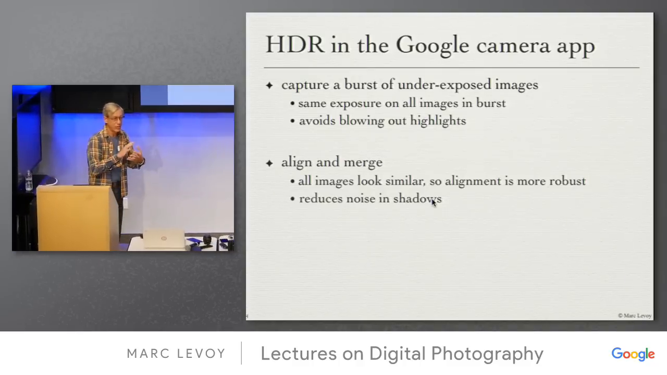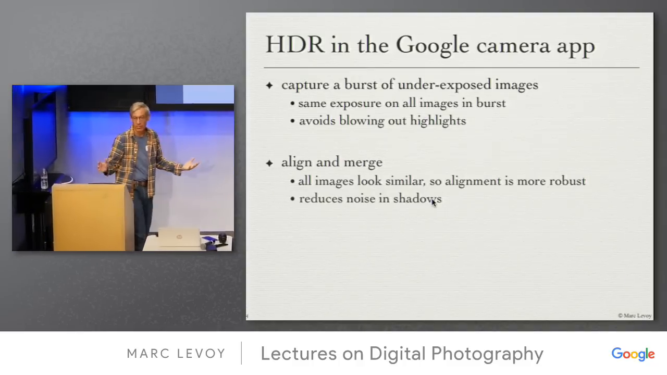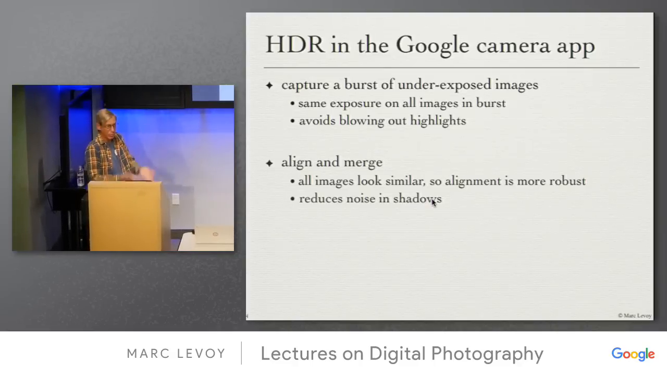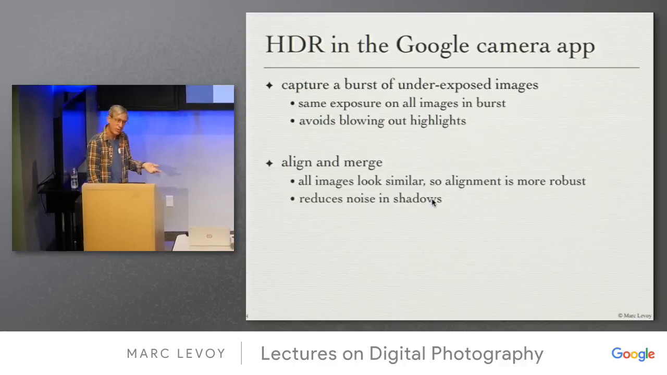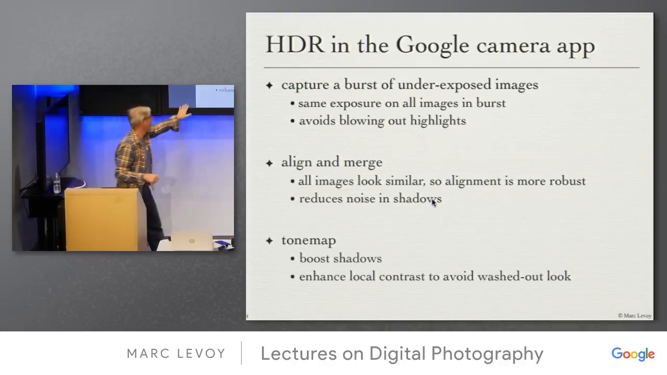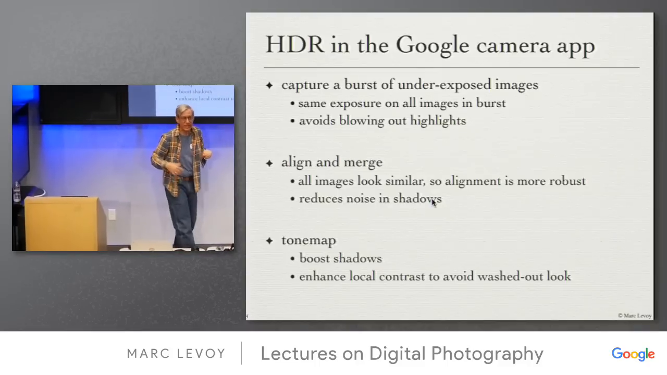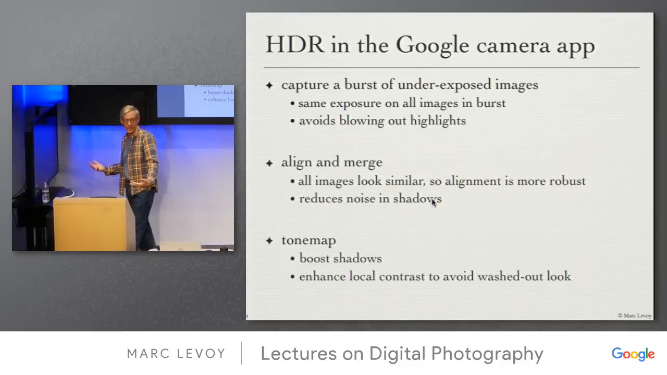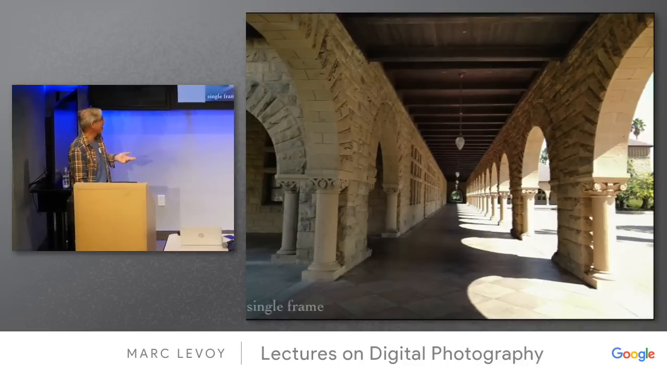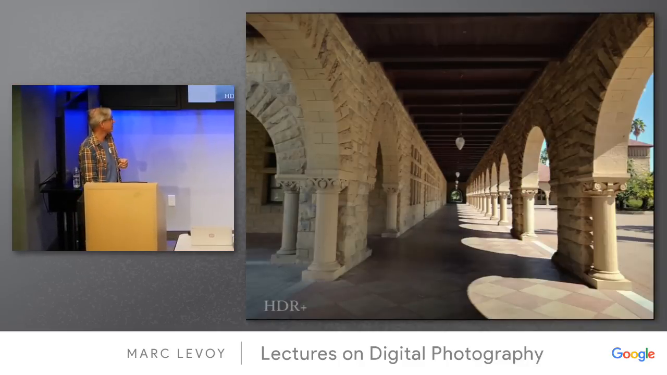You combine them together to make a single image with more bits, like 14 bits. Then you have to tone map it, which means boosting the shadows. But if you just boost the shadows, you'll get a washed out look, and that's the tone mapping problem. Basically, you want to enhance local contrast at the expense of global contrast. We'll talk about that later on in the course. But here's an example. It's blown out on the right there, and here's an HDR Plus image.